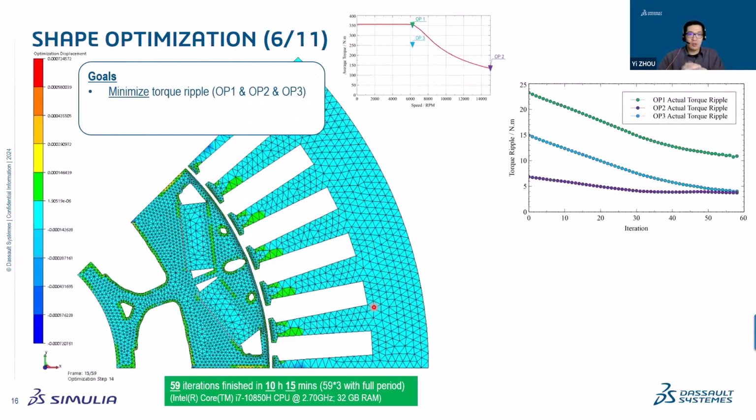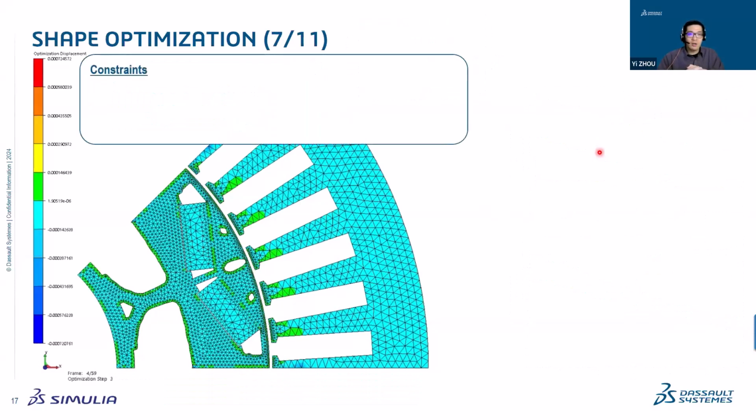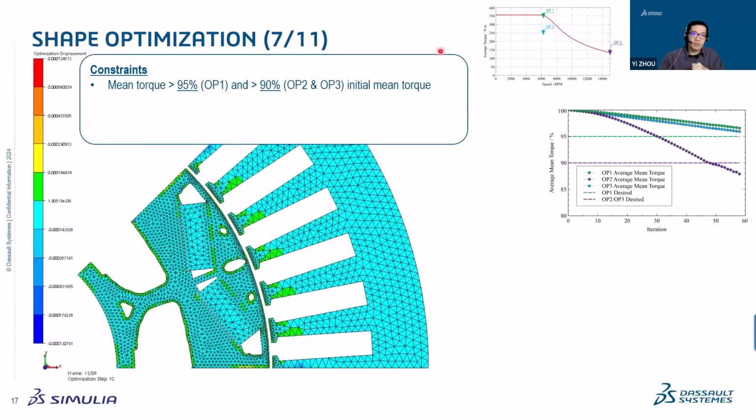So we want to minimize the torque ripple. For each operating point, OP1, 2, 3, we can see the falling curve. So we have a good torque ripple reduction. And also we want to minimize the positive mode. That's also good. We have a good reduction compared with the initial design. So how does the torque look? If I check the mean torque, we want to say only OP1 has a 5% reduction and the other two a 10% reduction.